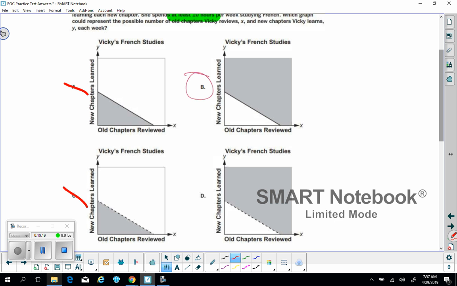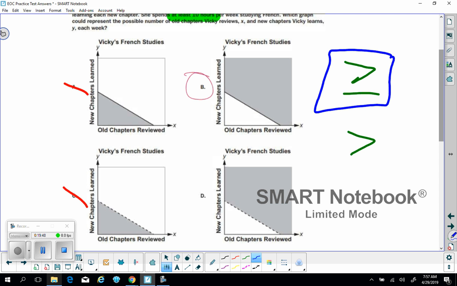Okay, so the difference between a solid and a dotted line has to do with whether it's underlined or not. Which one do we think is the solid line? Greater than or equal to, or greater than? Greater than or equal to. Perfect. This one is our solid line.